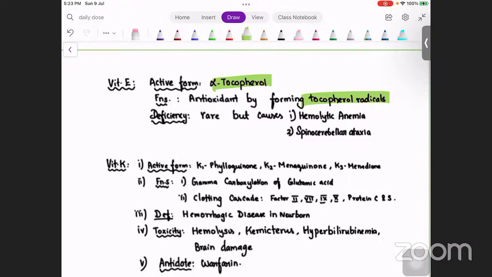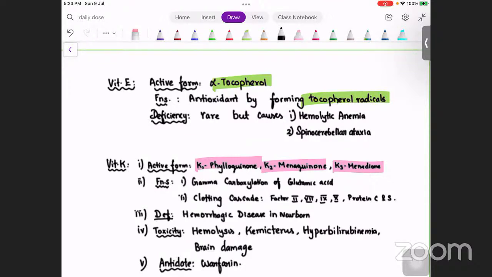Then vitamin K. The active forms are K1 phylloquinone, menaquinone, and menadione. One time this was asked as an FMGE question. What is vitamin K2? The options were phylloquinone, menaquinone, menadione, and phyllodione.